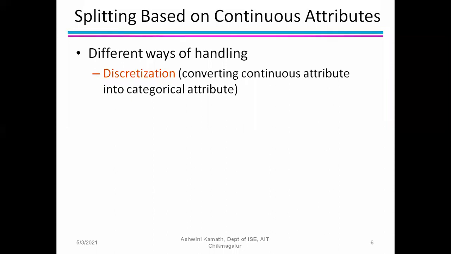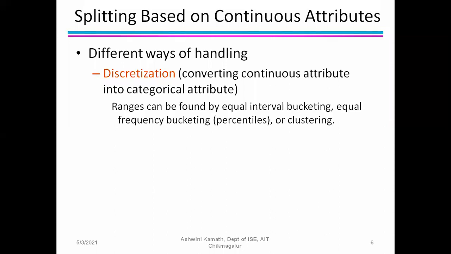If you want to divide the income, for example, it might be greater than 80K and less than 80K. Greater than or equal to 80K is one group. Less than 80K is another group. We can divide like that. That is one example for splitting based on discretization. Ranges can be found by equal interval bucketing, equal frequency bucketing, or clustering. We'll discuss this in detail.